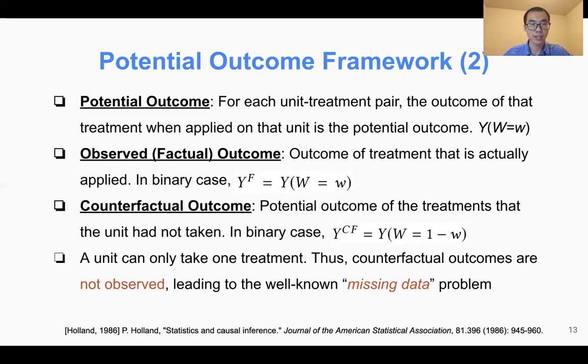The second one is counterfactual outcome, which is the potential outcome of the treatments that the unit had not taken. So a unit can only take one treatment at a time. Therefore, counterfactual outcomes are always missing, they cannot be observed in your data. In causal inference, a major research challenge is how to infer the missing counterfactuals.